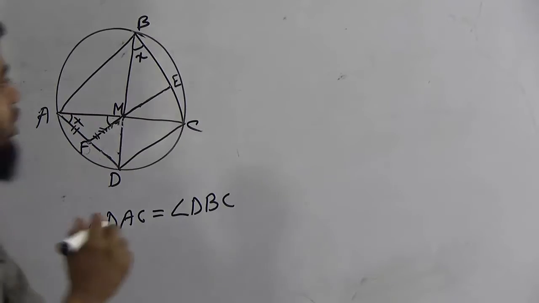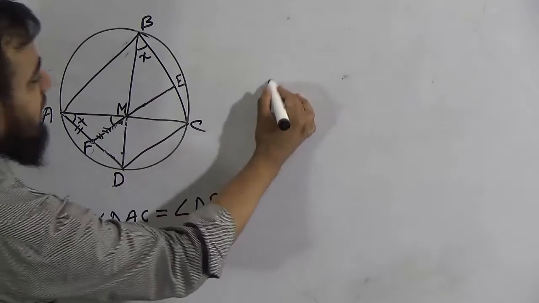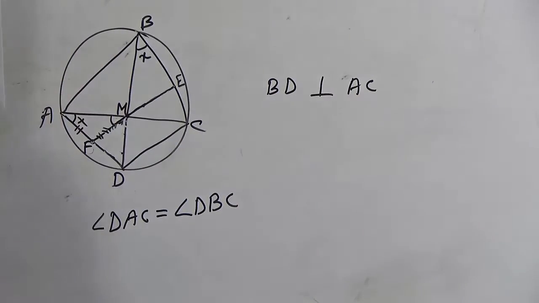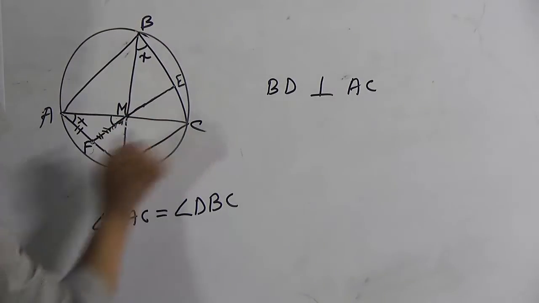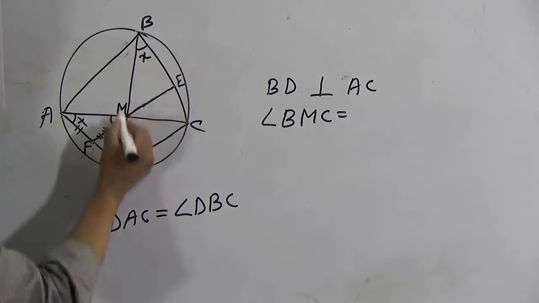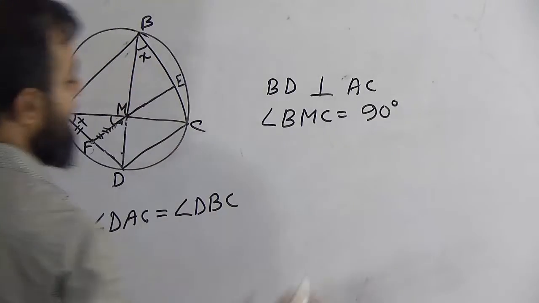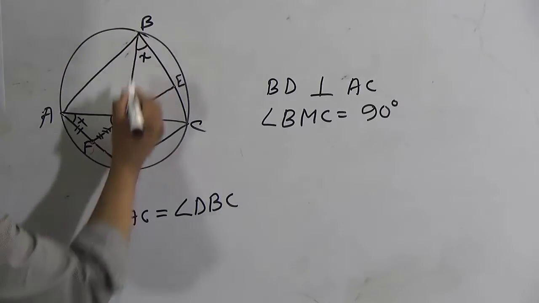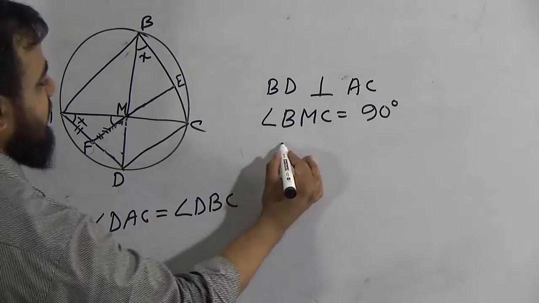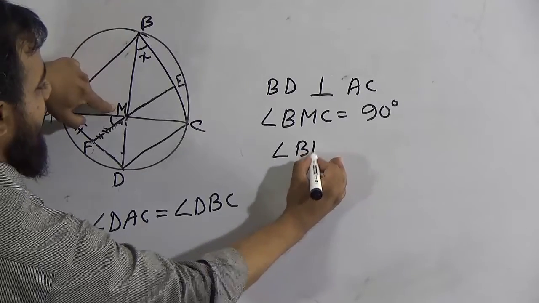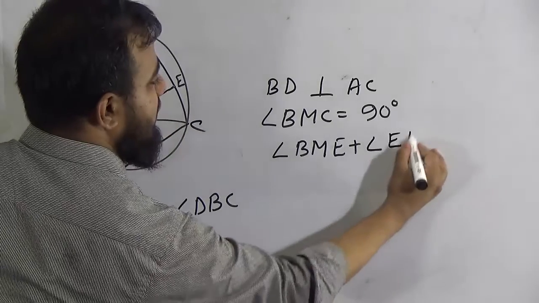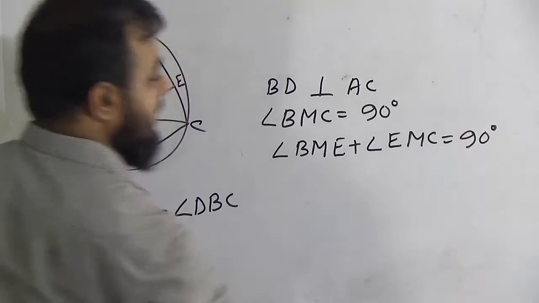Another one is, look, my dear students, BD and AC are perpendicular to each other, right? So angle BMC equals how much? Angle BMC equals 90 degrees. So angle BME plus angle EMC is equal to 90 degrees, right? So angle BME plus angle EMC is equal to 90 degrees, you can say.